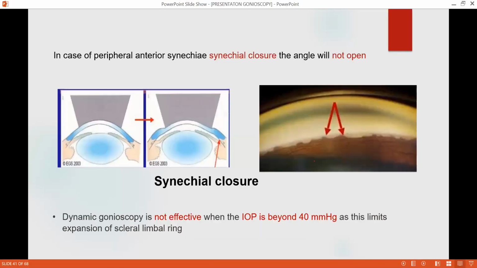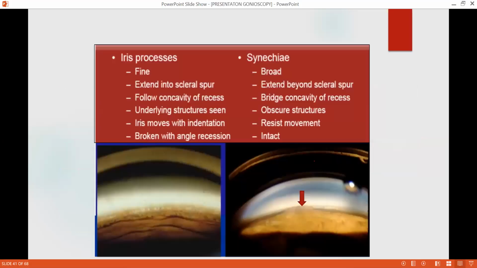While performing dynamic gonioscopy, if the intraocular pressure is more than 40, it is not effective because, since the IOP is high, the expansion of the scleral limbal ring is restricted, and so you cannot perform indentation gonioscopy. One must differentiate between the normal iris processes and the peripheral anterior synechia. The iris processes are fine. They extend into the scleral spur. They follow the concavity of the recess. You can clearly see the underlying scleral spur or the underlying structure beneath the iris process.